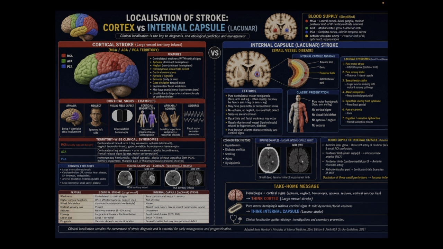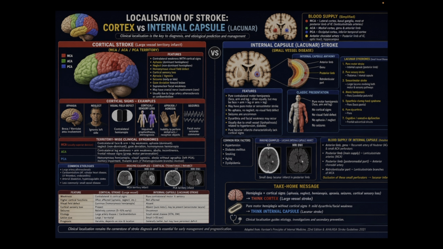Neglect usually results from right parietal lobe lesions. Visual field defects are typically contralateral homonymous hemianopia. So the visual field defect in cortical stroke will be contralateral homonymous hemianopia.